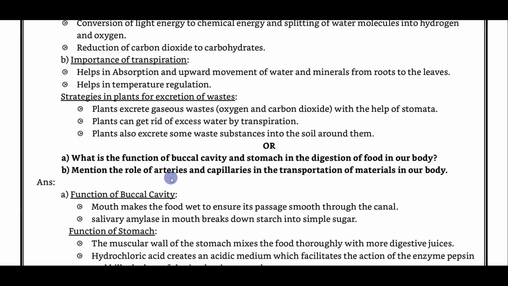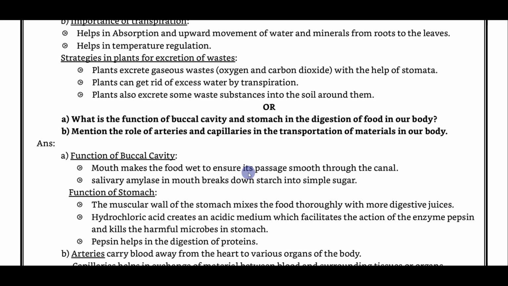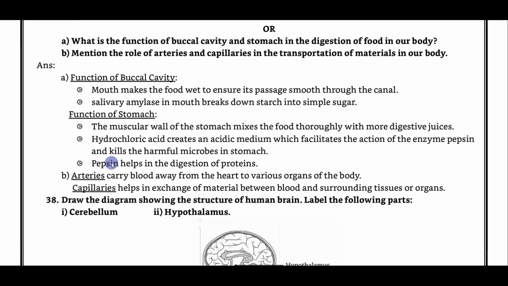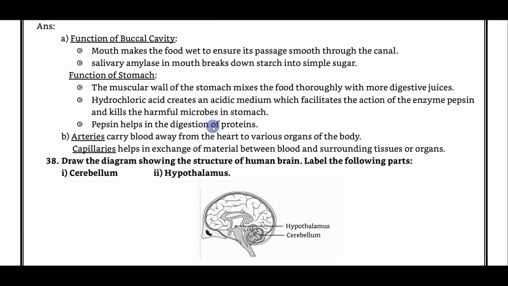What is the function of the buccal cavity and stomach in the digestion of food in our body? Mention the role of arteries and capillaries in the transportation of material in the body. The mouth makes the food wet to ensure easy passage through the canal. Salivary amylase in the mouth breaks down starch into simple sugar. Function of stomach: the muscular wall of the stomach mixes the food thoroughly with the digestive juices. Hydrochloric acid creates an acidic medium which facilitates the action of the enzyme pepsin and kills harmful microbes in the stomach. Pepsin helps in digestion of proteins.